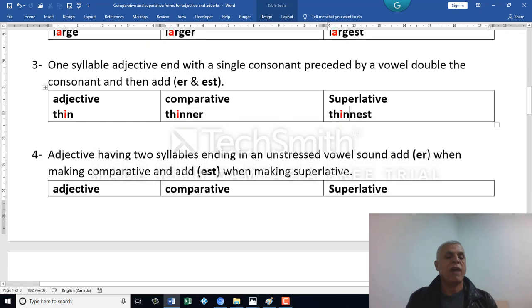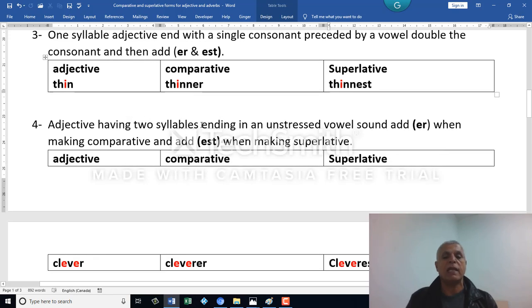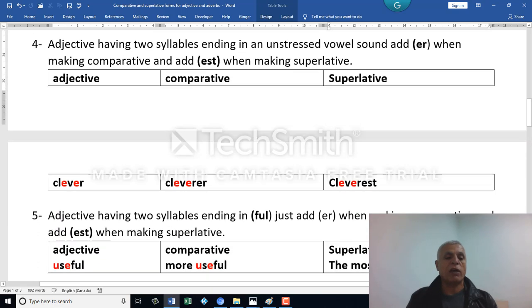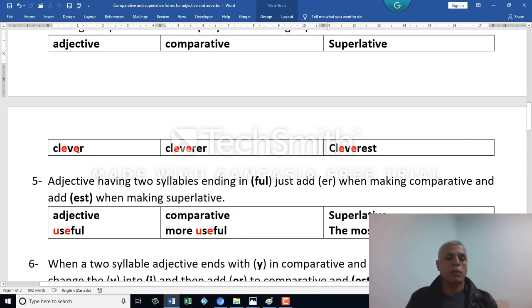Okay? Let's say we have an adjective having two syllables ending in an unstressed vowel sound. Add er when making the comparative and add est when making the superlative. Let's look here. We have clever. Because this ending is unstressed, we say cleverer. We add er to the end of clever. Then we add est when we make a superlative. We say cleverest. Okay, let's continue.